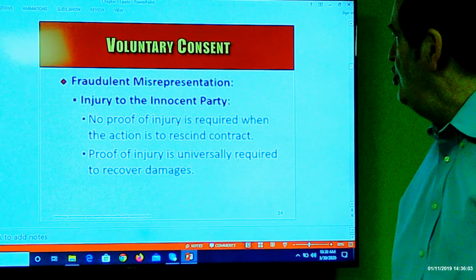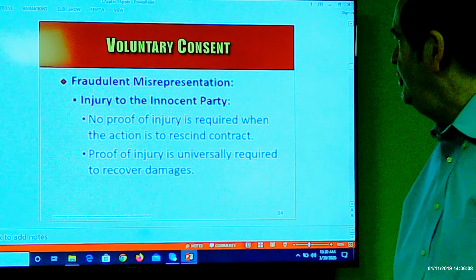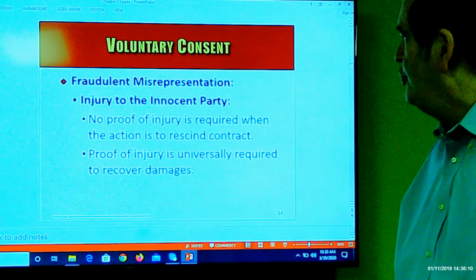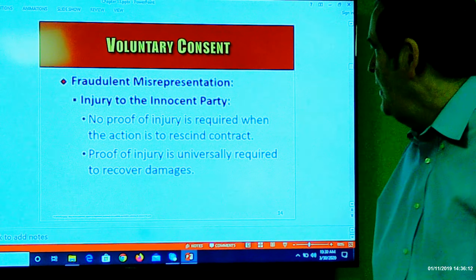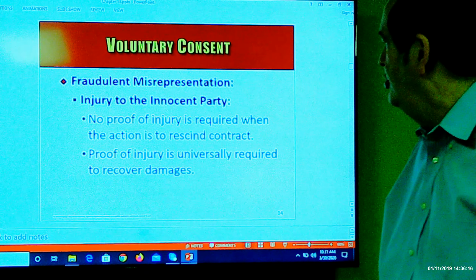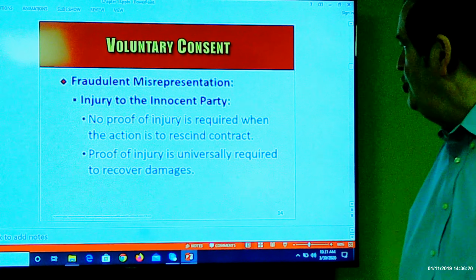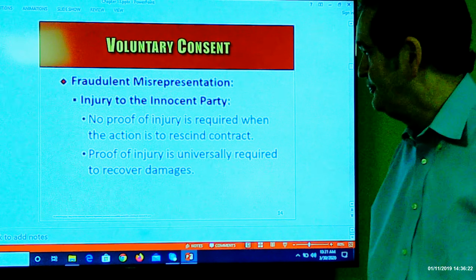With regard to the innocent person with fraudulent misrepresentation, there's no proof of injury required to rescind the contract. However, to get damages, you do have to prove injury.